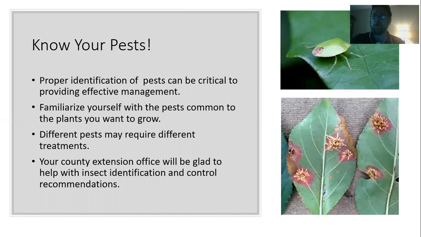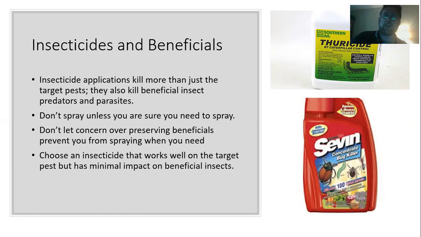And I've mentioned several times as I've spoken that we want to reduce the use of insecticides in our home landscapes. That really comes down to those insecticide applications killing not only the target pest, but also any beneficial insects we might have. I want to bring your mind back to that diagram we had early in the talk when I was talking about economic thresholds. We don't want to spray unless we need to spray. However, we also don't want to let concern for beneficial insects prevent us from spraying when we need to in order to protect our plants.